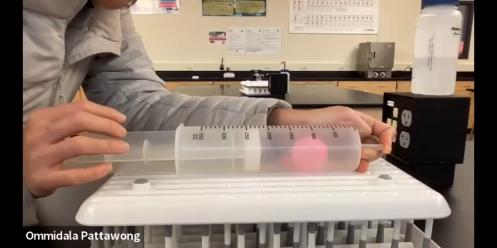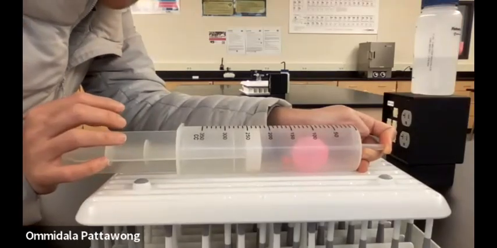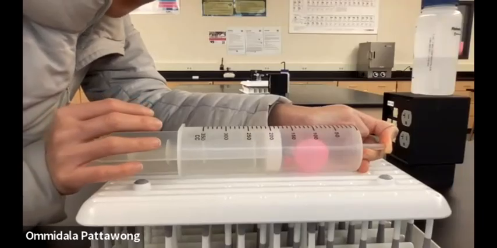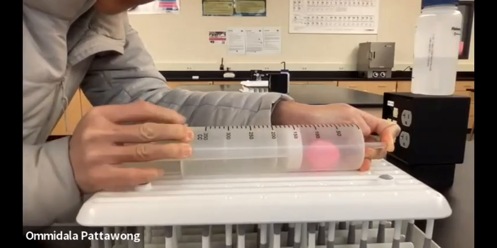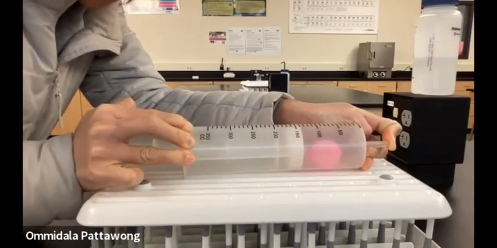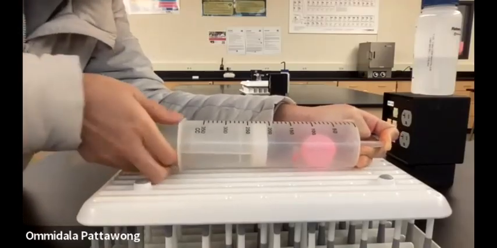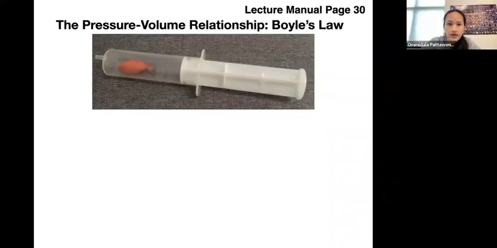I'm not changing the temperature either, so temperature stays constant. The same goes for the number of mole of gas. I'm going to push the piston toward the balloon. As you can tell, as the pressure increases, the size of the balloon starts to shrink. Now if I decrease that pressure, you will see that the volume of the balloon starts to get bigger and bigger again.